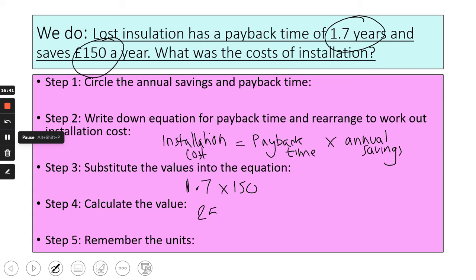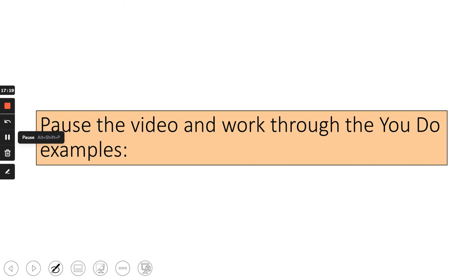And I'm now going to calculate this, which would be 255. And remember the units would be pounds. Again, I can put this into the first equation to work out if I'm right. So 1.7 equals 255 divided by 150. So I'm going to put that onto my calculator and see if it's correct. Which it is. So you now need to pause the video and go through the you do examples.